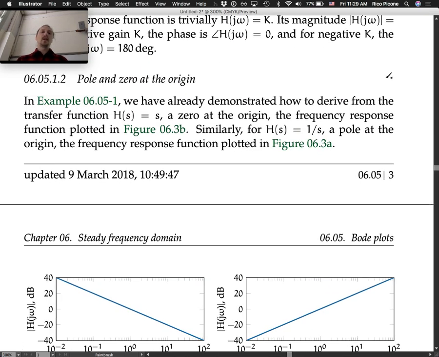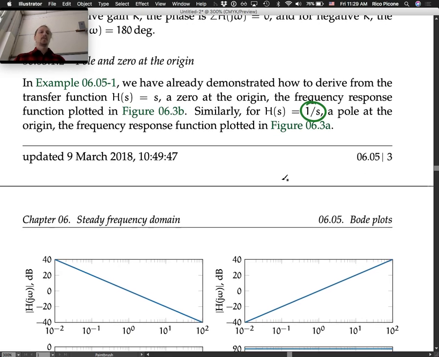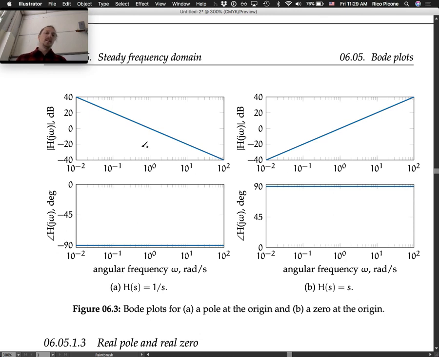If you wanted to do the same thing for a pole at the origin, that has a transfer function of 1 over s. You plug in s equals j omega. Very similar to the H of s equals s case. The frequency response function for that is plotted in figure A. It's the same, it just has a negative slope instead of a positive slope. At omega equals 1, it has 0 dB, and it has a slope.